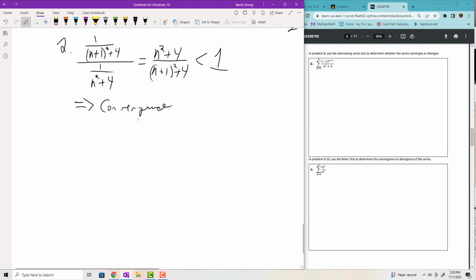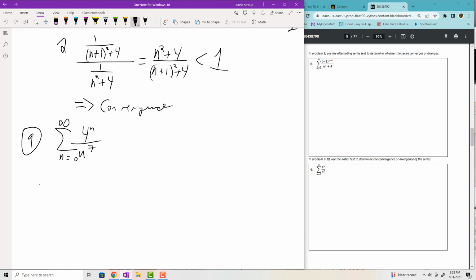Let's look at problem 9. So now we're into the ratio and root tests, which are the workhorse of the intervals of convergence. So let's take a look. There are 3 criteria for these tests. If rho is less than 1, it's absolutely convergent. If rho is greater than 1 or equal to infinity, it's divergent. If rho is equal to 1, then you're out of luck, try something else.